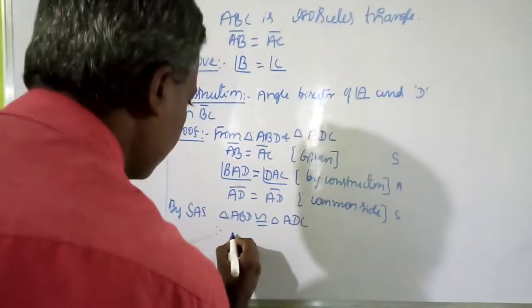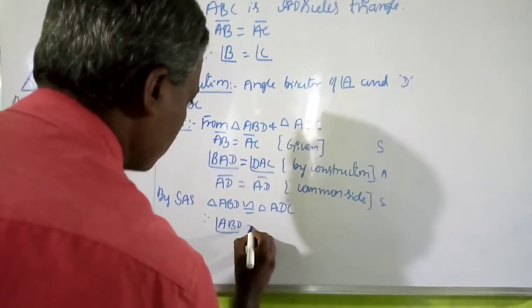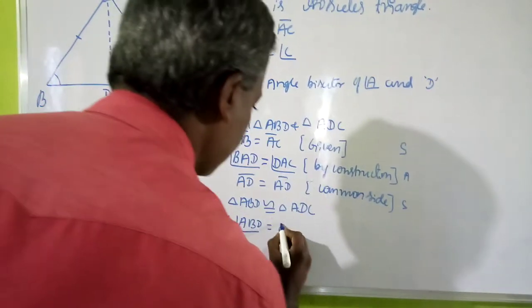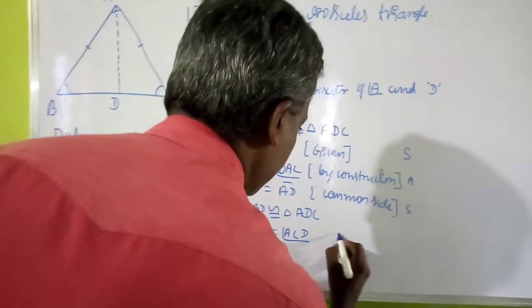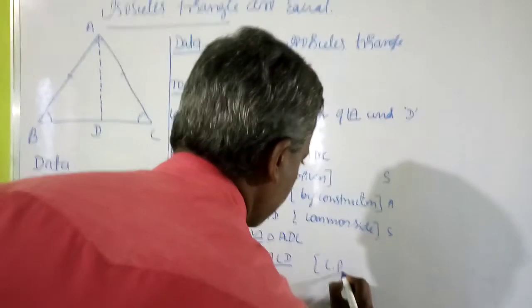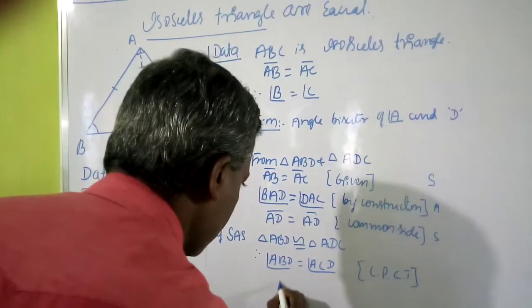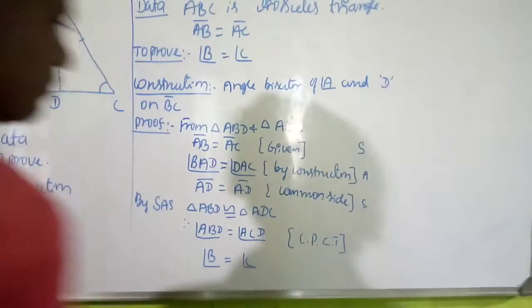Now next, by this we shall take angle ABD is equal to angle ACD. Right? By CPCT, corresponding parts of congruent triangles. So angle B is equal to angle C. So this is your proof.